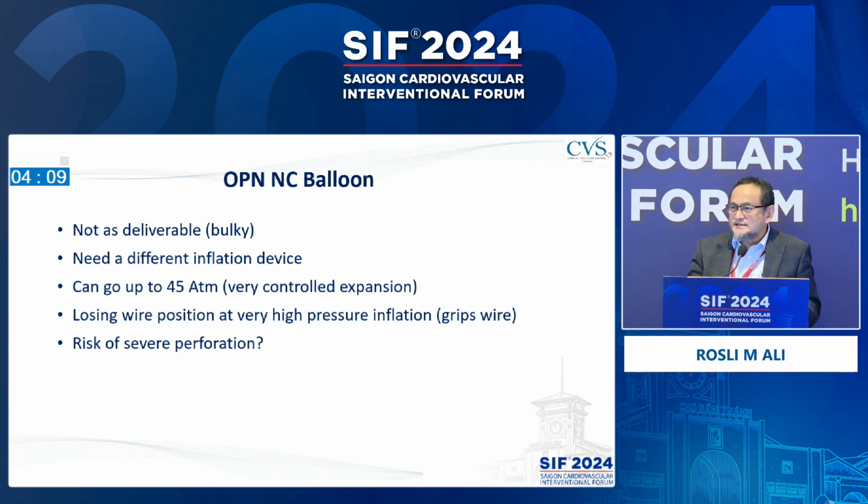Now, the OP and NC, obviously, once again, you have to go carefully. Even though this is the nominal pressure, I think the rated burst is 35, you can go to 45. I've seen people going more than that. But again, you have to be very careful. The higher you go, the more it grips onto the wire, right?